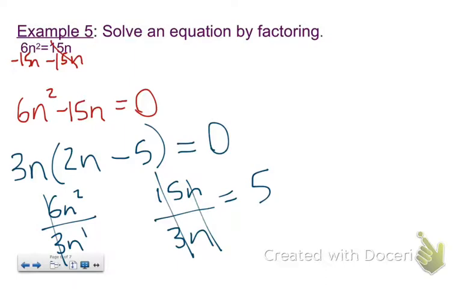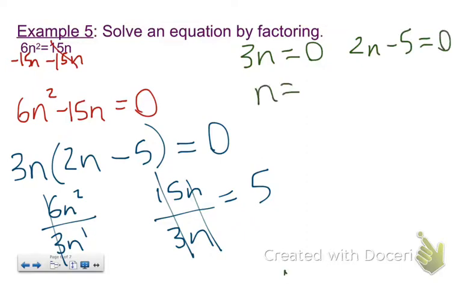And again, I can multiply to make sure. 3n times 2n is 6n squared. 3n times negative 5 is minus 15n. And now I'm just going to set each part of the product equal to 0. So 3n equals 0, and 2n minus 5 equals 0.